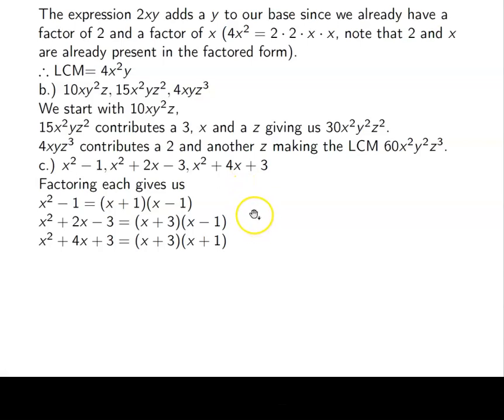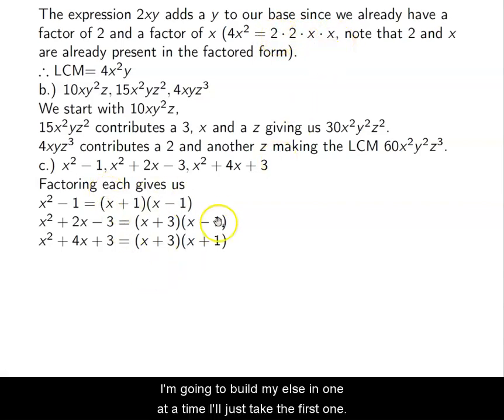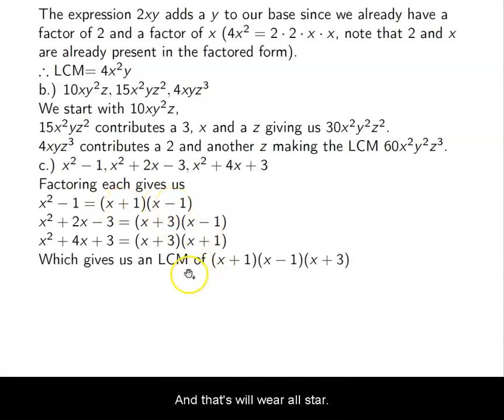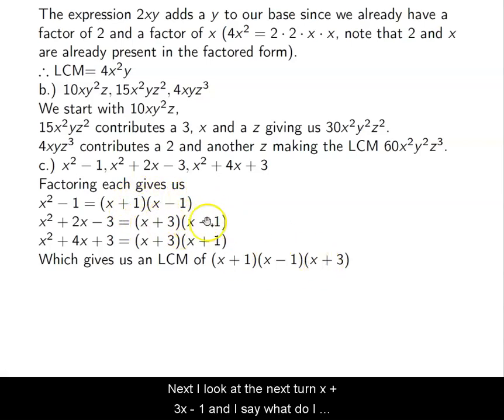Okay. So now that I have the factored form, just like here, I had factored this to its pieces, I'm going to build my LCM one at a time. I'll just take the first one, x plus 1, x minus 1, and that's where I'll start. Okay, I have the whole thing already. Next, I look at the next term, x plus 3, x minus 1, and I say, what do I have and what am I missing?